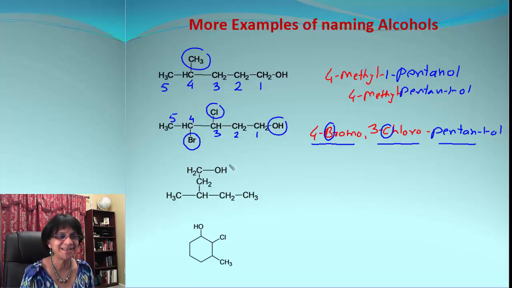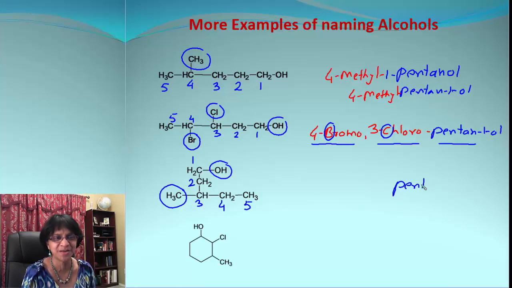How about the next one? There is the OH group. That means we need to start numbering from that carbon as 1, 2, and 3. And now which way am I going to go? I need to make sure I get the longest possible chain. So my numbering goes in this particular order. And the parent chain is of 5 carbon atoms. So it's going to be pentan-1-ol, pentanol. And over here, it will be 3-methyl.